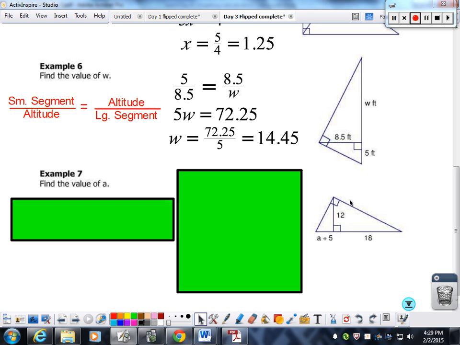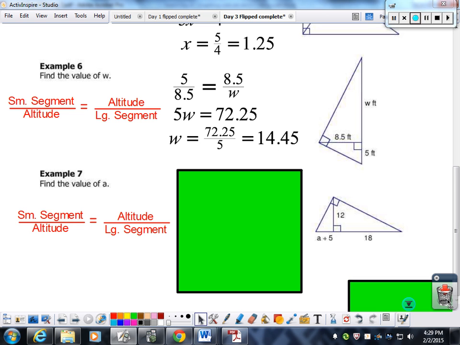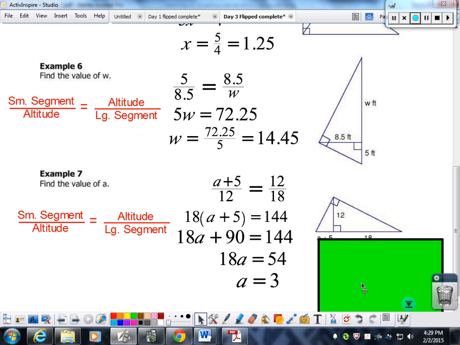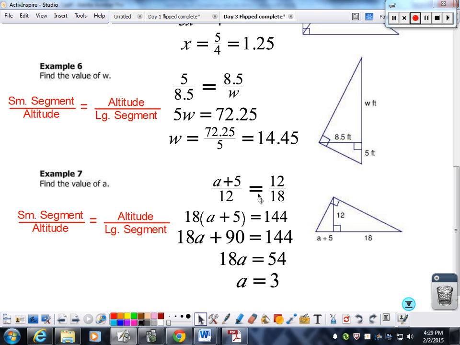And example number 7, here's another triangle. We want to find the value of a. Be careful here now, this is a plus 5, not just an a. But again, the small segment over the altitude equals the altitude over the large segment. Or a plus 5 over 12 equals 12 over 18. 12 times 12 is 144. This is 18 times a plus 5. Don't forget you need to distribute this here. So it becomes 18a plus 90 equals 144. When you subtract 90, 18a equals 54. Divide by 18 and a equals 3. You can always plug it back in here and check.